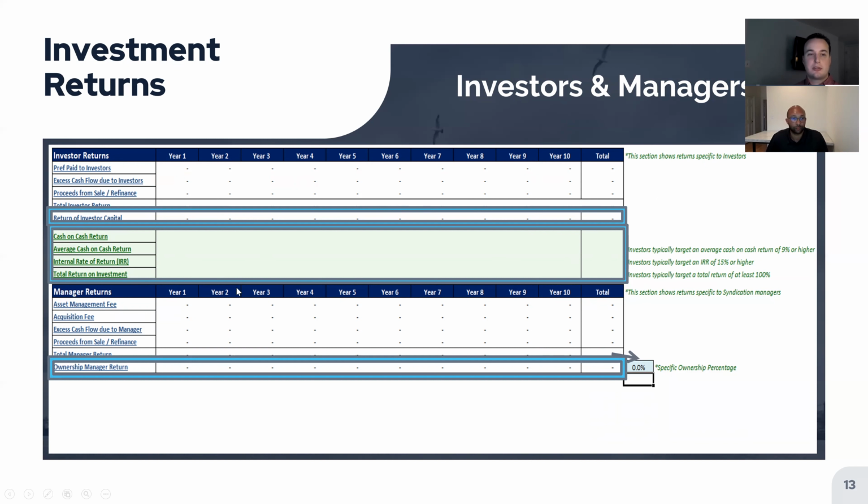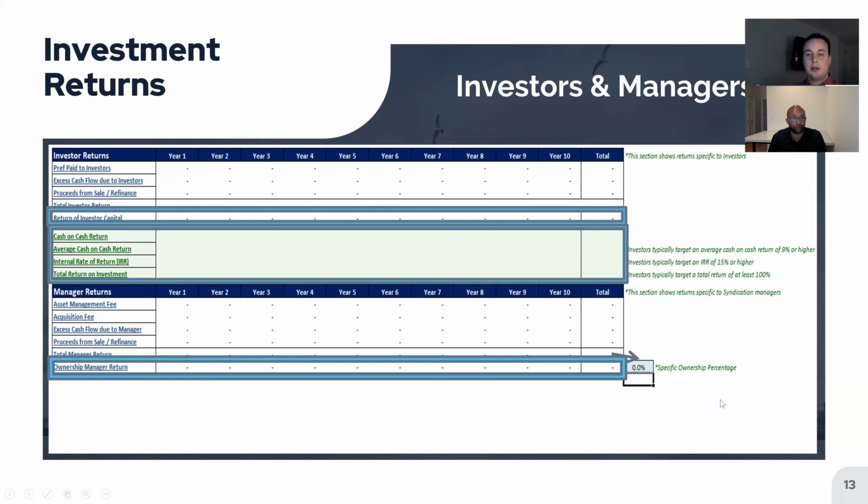So these are the metrics that you're going to want to be pretty attractive for your investors. And then you've got your manager returns, right? So what are the general partners going to make out of the deal? So this breaks it down. You've got your asset management fee, your acquisition fee, your excess cash flow, right? So once you've paid off any preferred returns, how much money is left over to distribute to managers? You've got your proceeds from the sale or refinance, right? So once you sell the property, there'll be a big chunk of money coming to managers as well, and you've got your total manager return. So this is the summation of all of those pieces.